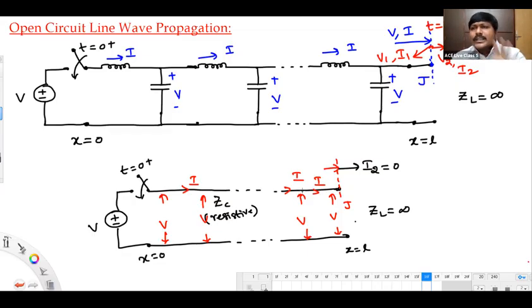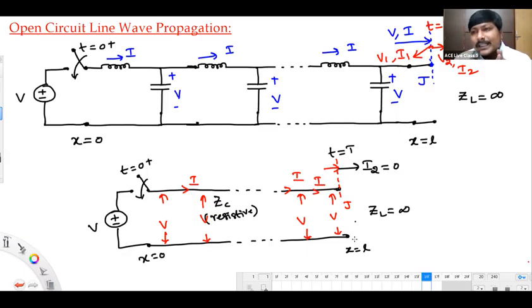First of all, tell me why there exists some current initially in the transmission line. At the point capital T we are talking now, right? Why are we having this current in the transmission line? Because of the magnetic energy storage, there will be some current existing in the line.